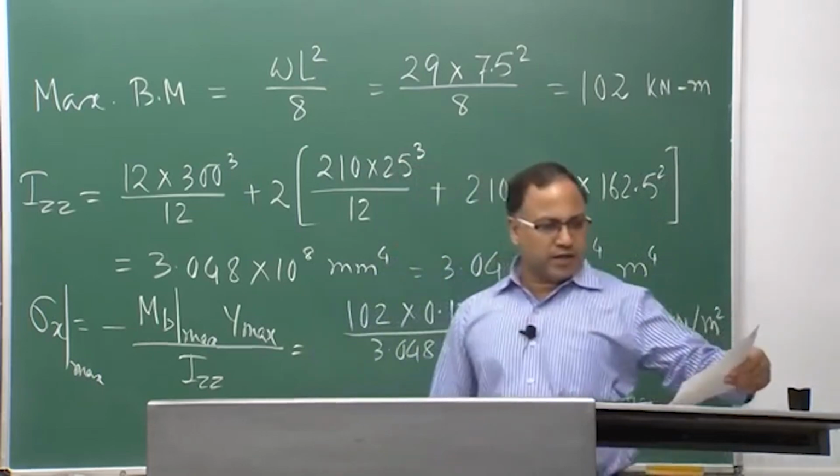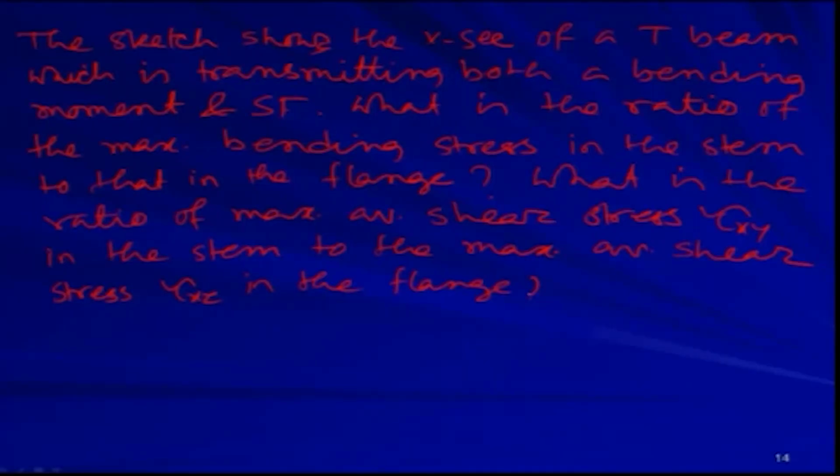Now, coming to the next problem. The sketch shows the cross section of a T beam which is transmitting both a bending moment and shear force. What is the ratio of the maximum bending stress in the stem? Stem means web, whatever we discussed earlier; stem and web both are the same. In the stem to that in the flange. And what is the ratio of maximum average shear stress tau xy in the stem to the maximum average shear stress tau xz? Please remember, tau xz is more critical for the flange.